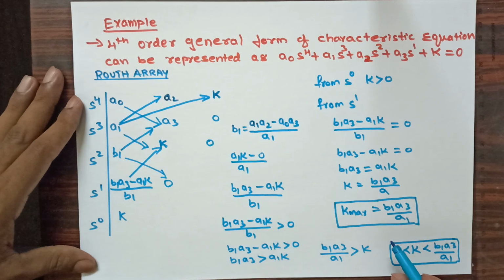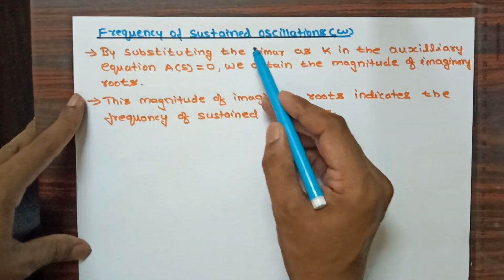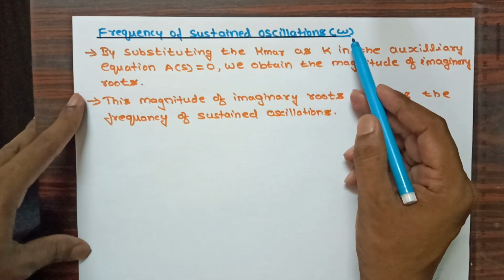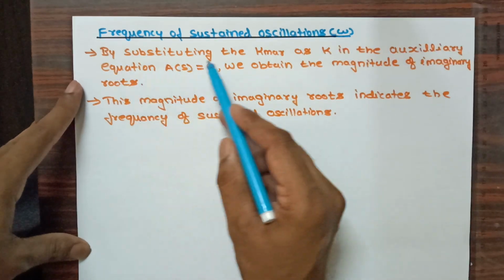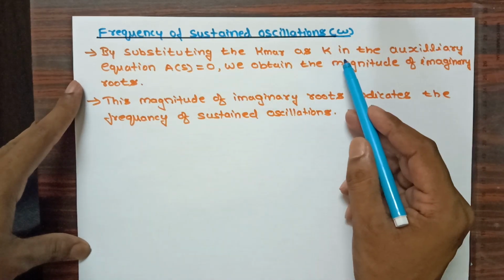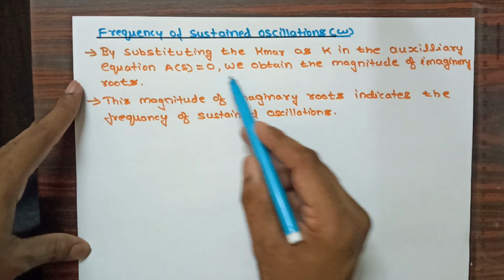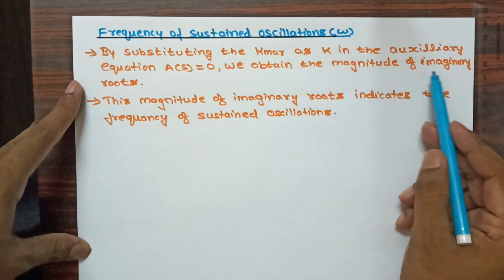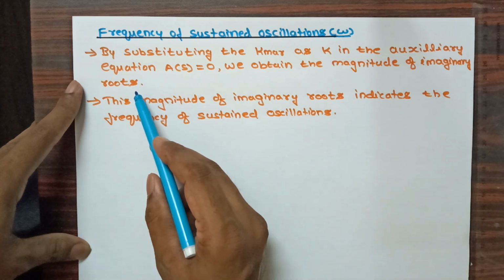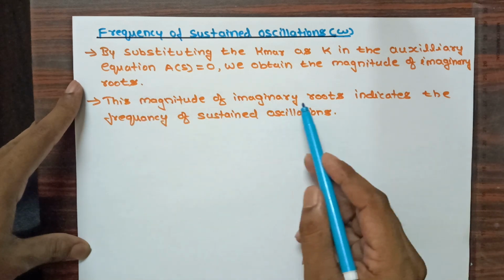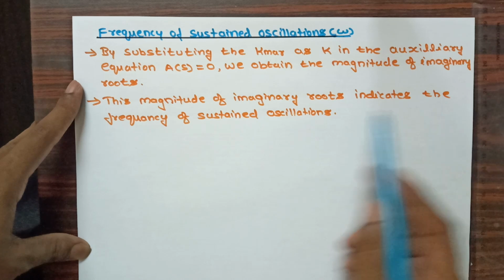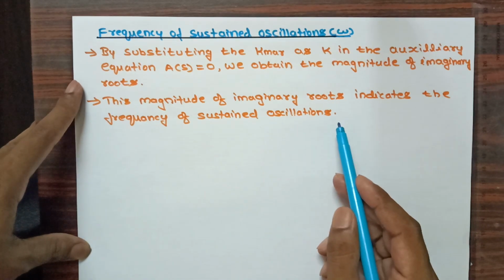Now next we'll see the frequency of sustained oscillations, denoted by omega. By substituting the k margin as k in the auxiliary equation A(s) equal to 0, we obtain the magnitude of imaginary roots. This magnitude of imaginary roots indicates the frequency of sustained oscillations.